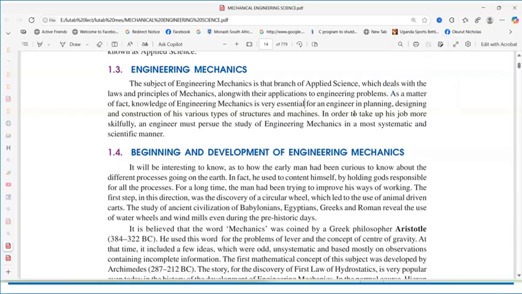So you'll find that the knowledge of engineering mechanics is very essential for an engineer in planning, designing, and construction of his various types of structures and machines. So in order to take up his job more skillfully, an engineer must pursue the study of engineering mechanics in a most systematic and scientific manner.